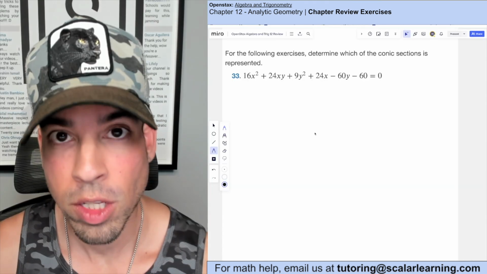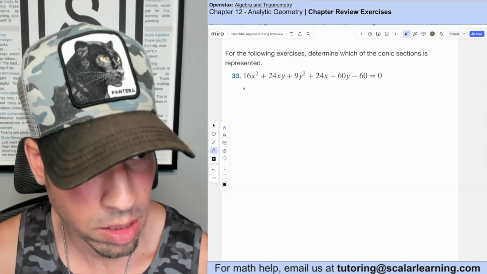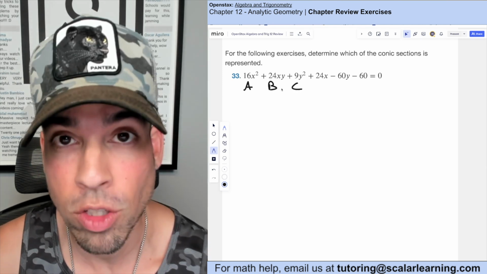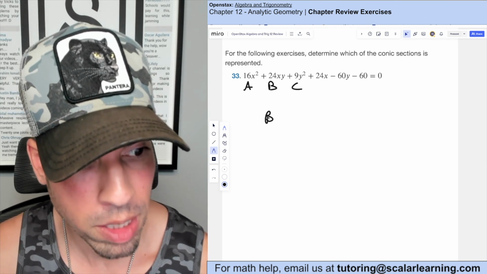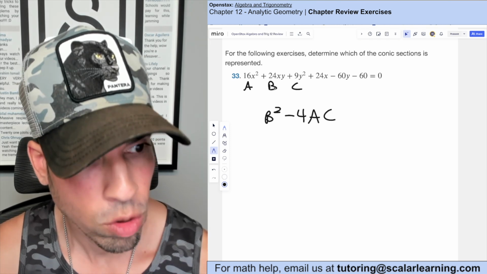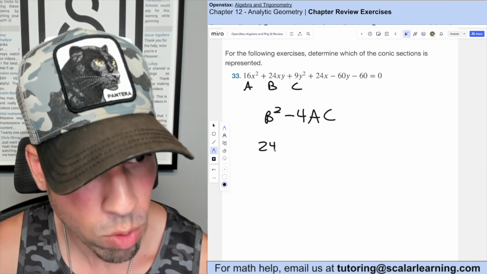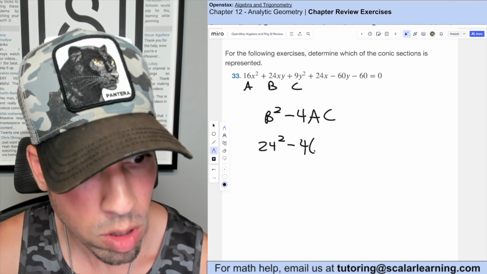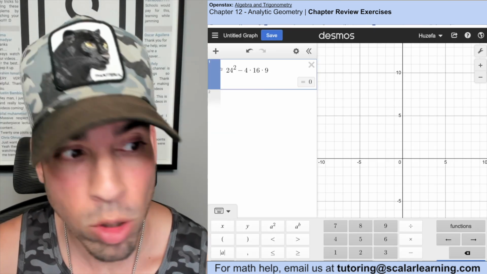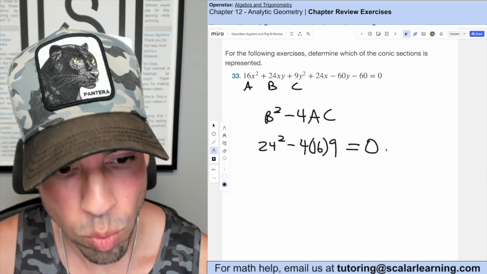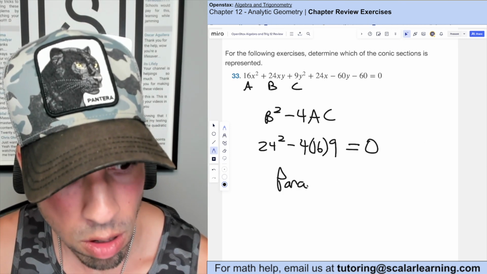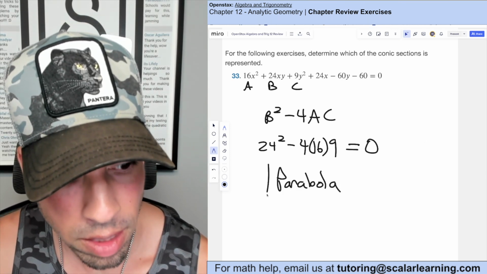Done. So for this one, we're meant to determine the type of conic section, remembering that this is A, B, and C. And what we're going to do is use b squared minus 4ac, and that's going to tell us what this is. So b squared is 24 squared minus 4 times a times c, which is 9. When we multiply this out, we get 0. And when this quantity equals 0, we know that this graph is therefore a parabola. And that is how you do it.